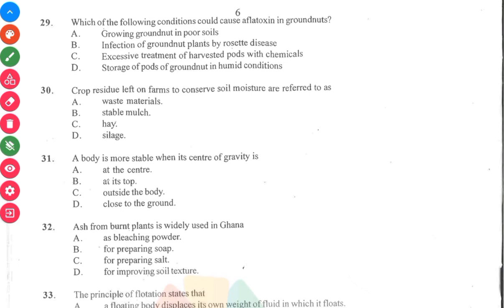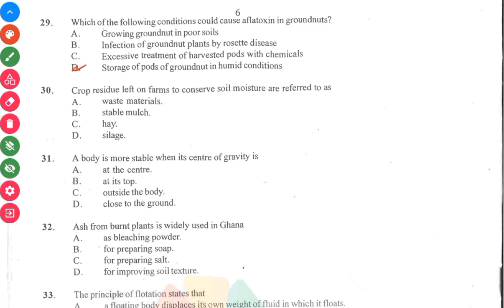So we move on to question 29. Which of the following conditions could cause aflatoxins in groundnuts? A. Growing groundnuts in poor soils. B. Infection of groundnut plants by rosette disease. C. Excessive treatment of harvested pods with chemicals. D. Storage of pods of groundnuts in humid conditions. So the answer to question 29 is D. Storage of pods of groundnuts in humid conditions.